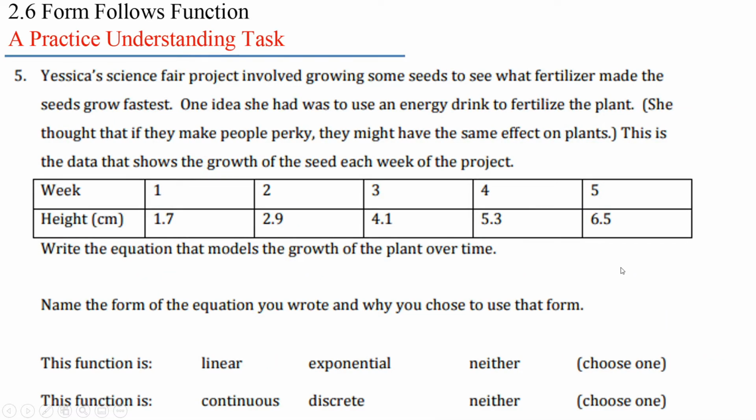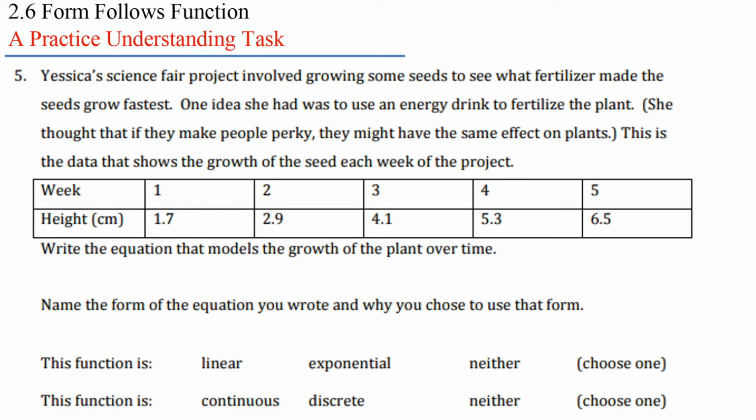Okay. Number 5. Jessica's science fair project involved growing some seeds to see what fertilizer made the seeds grow fastest. One idea she had was to use an energy drink to fertilize the plant. Well, I don't know about that, Jessica. She thought that if they make people perky, they might have the same effect on plants. Okay, this is the data that shows the growth of the seed each week of the project. Well, man, looks like the height is increasing. All right, so hey, it's working.